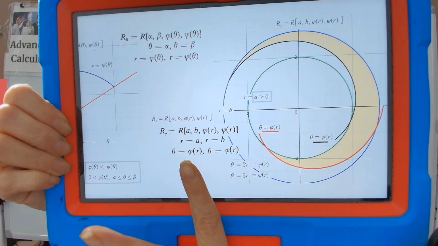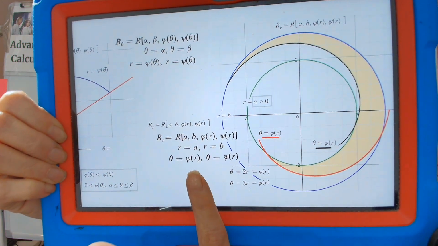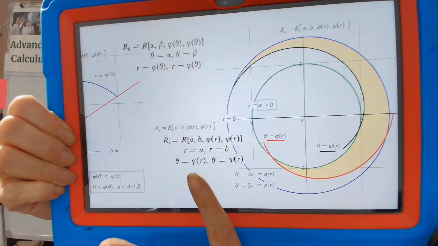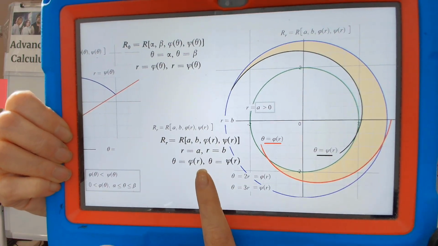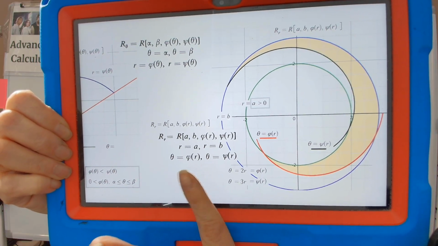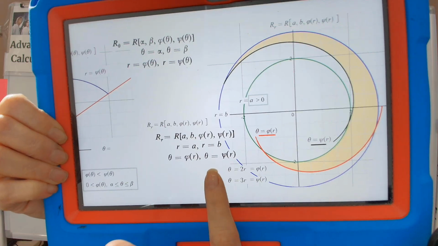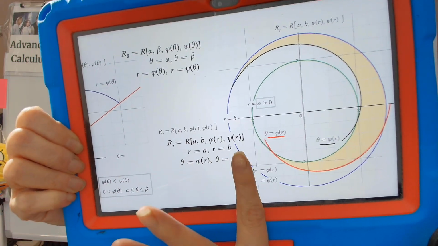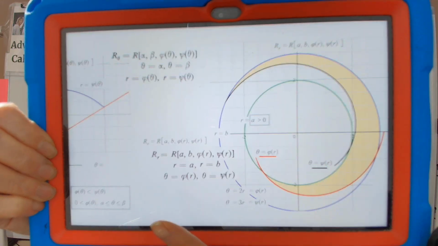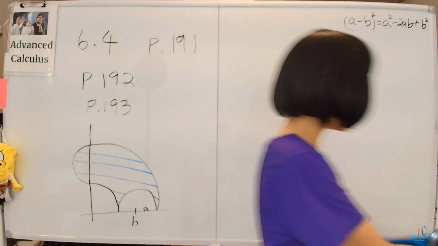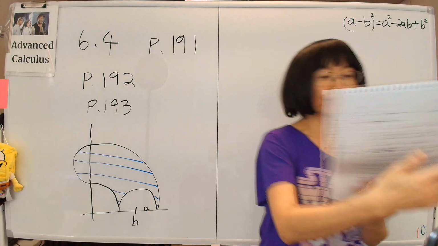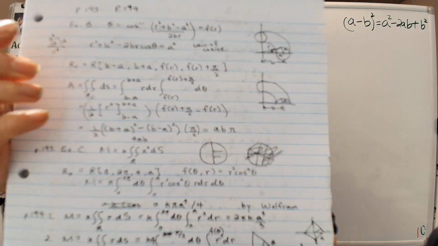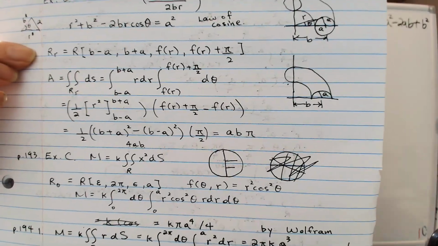But anyway, R is defined as r equals a, then r equals b, then phi of r is some function of r, but it defines theta equals phi of r, and then theta is equal to psi of r. That's how those last two functions are defined. Okay, now bear that in mind. We'll make this thing look a lot clearer. So then we have our R properly defined.